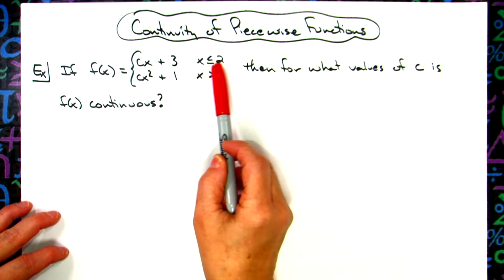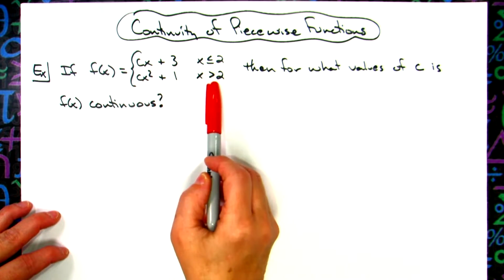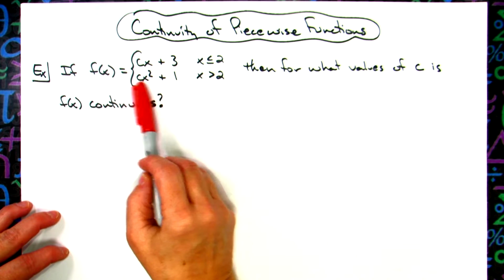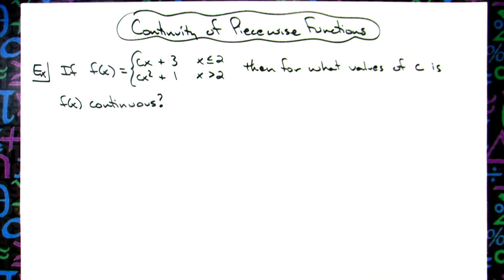It says x is less than or equal to 2, and x is greater than 2. So for x, plug 2 into both of these. Then set these two quantities equal to each other and solve for c. It's a pretty straightforward, easy approach.